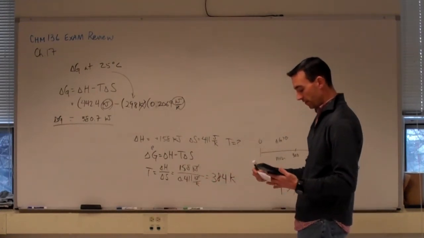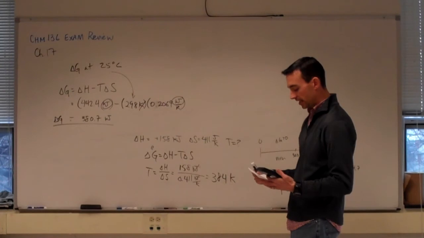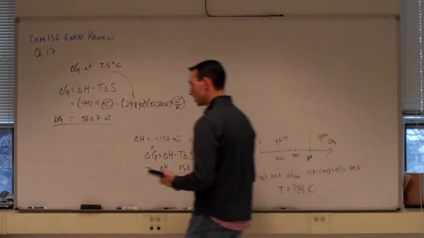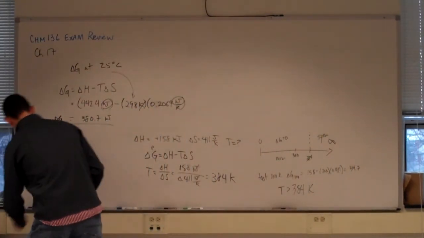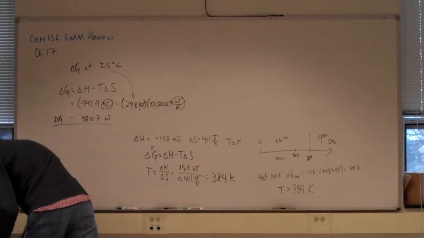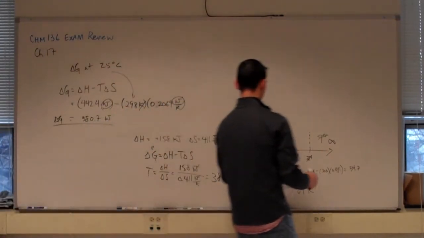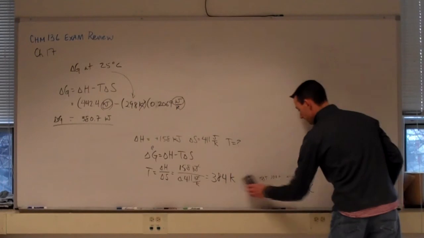Okay. A few left here. Another calculate a delta G for a reaction here. This time the reaction is iron and chlorine, produce iron chloride.